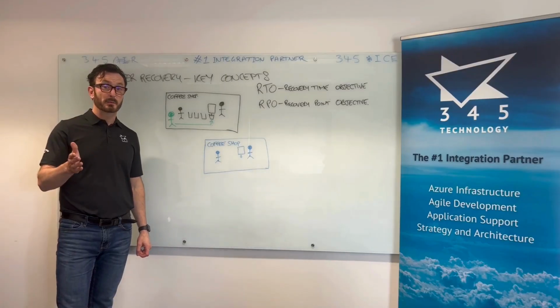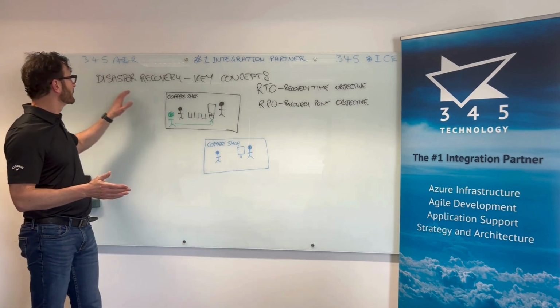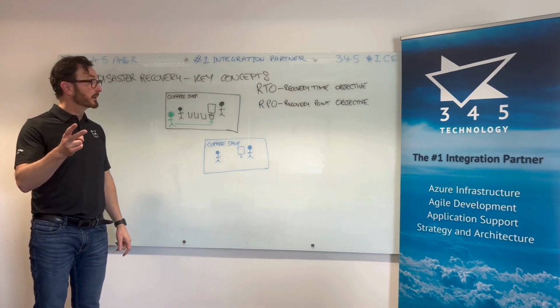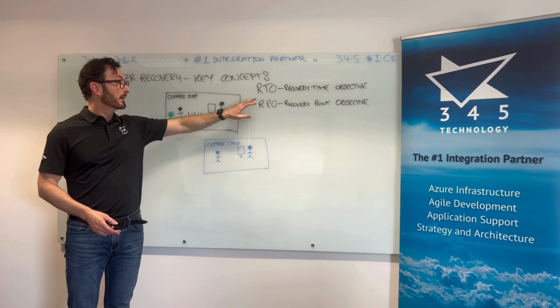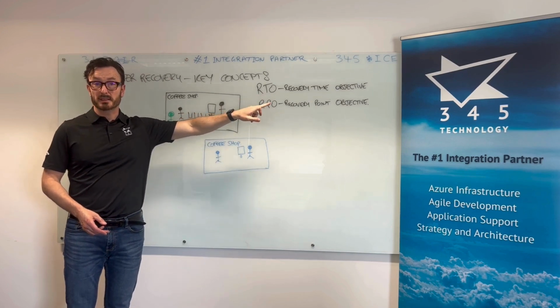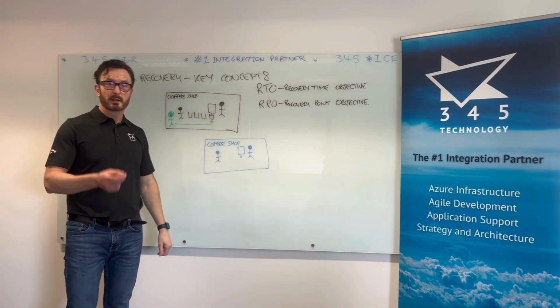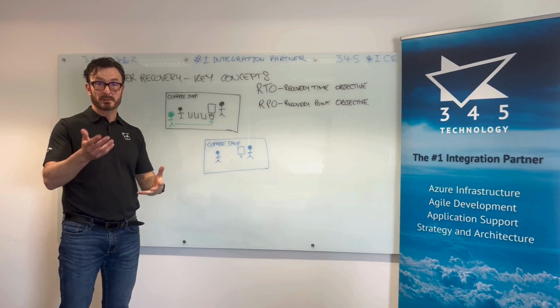Last time we talked a little bit about high availability. Today we are going to look at disaster recovery key concepts. And there's two things we're going to look at. We're going to look at RTO and RPO. RTO is your recovery time objective and RPO is your recovery point objective. Now each of your systems will have a different one of these specified and it will depend on business value.